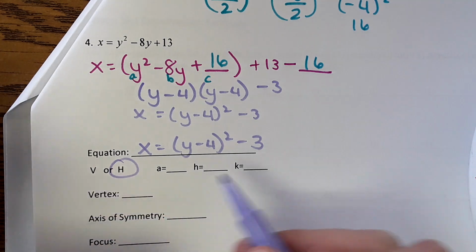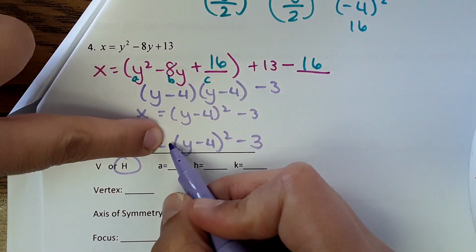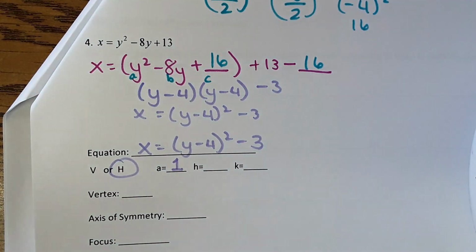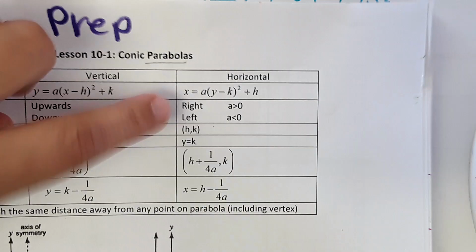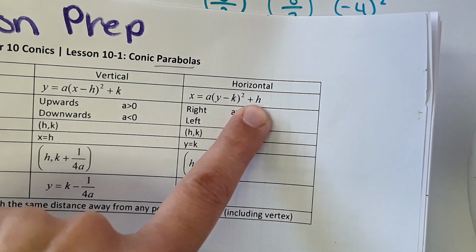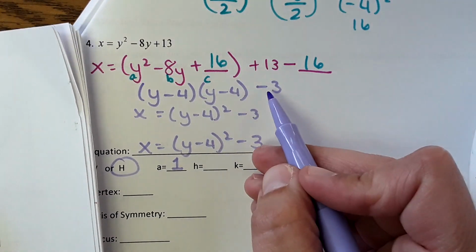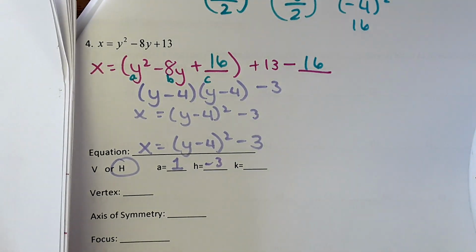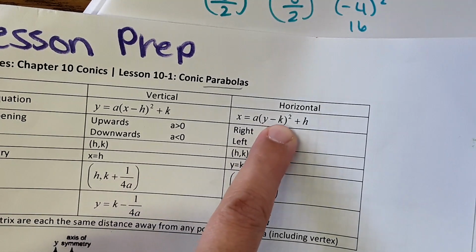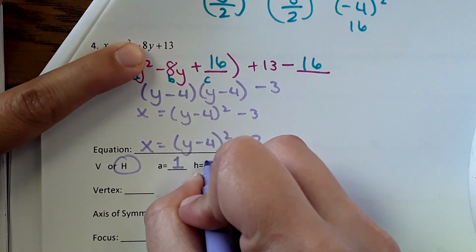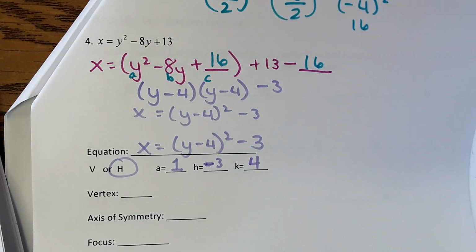And then a, h, and k. A is the coefficient here, which it doesn't have one, so a would just be 1. And then for h and k, again, I'm going to keep referring back to this chart. According to this format, h would be plus h at the end, which we have minus 3 at the end, so h must be -3. And then k is this value. So it would be +4, because the subtraction symbol is part of the equation.